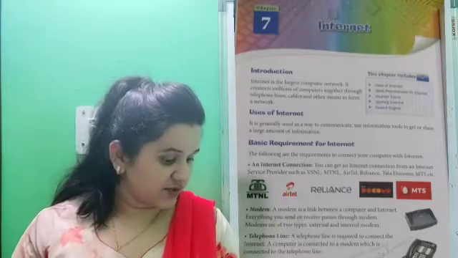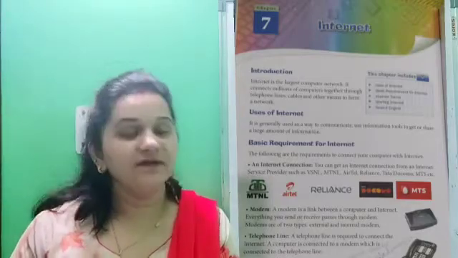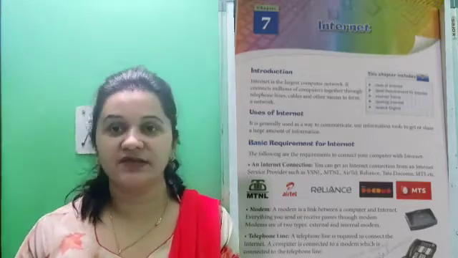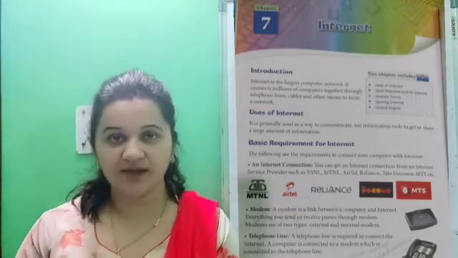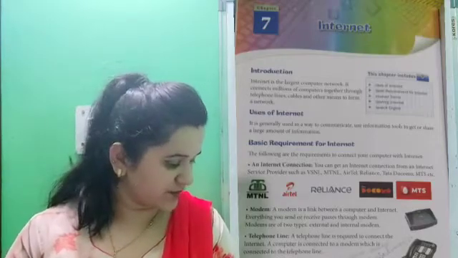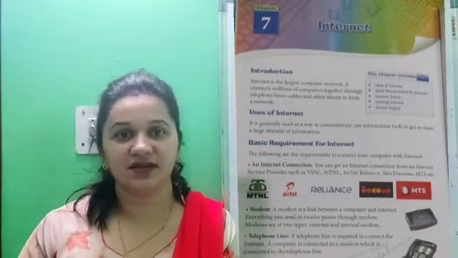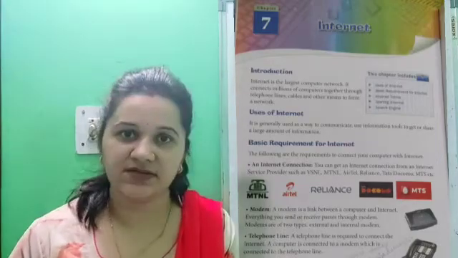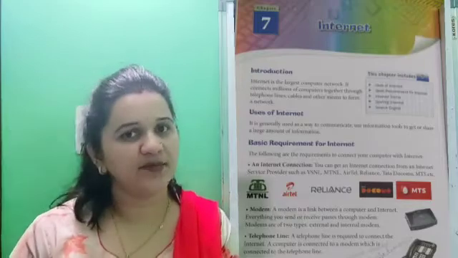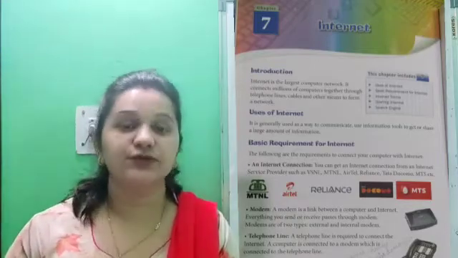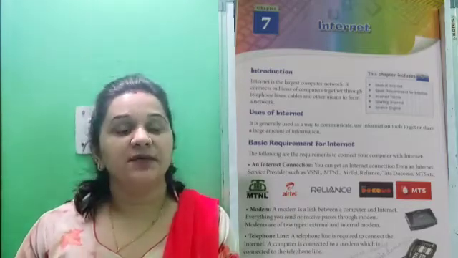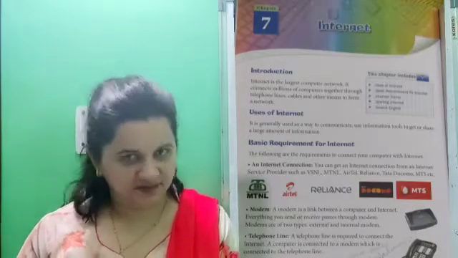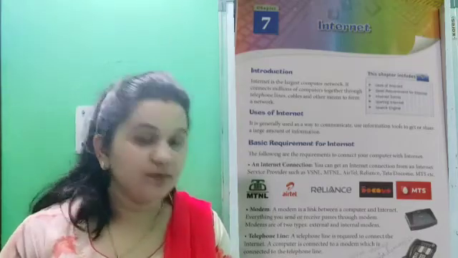Now, children, next we have studied about the basic requirements for internet. Means if you want to have internet, what are the things that are required? The first one we have studied is the internet connection, and that internet connection is provided to us by the internet service providers, the ISPs. These are the companies that provide internet to the users, like BSNL, Vodafone, Jio. These are the ISPs.